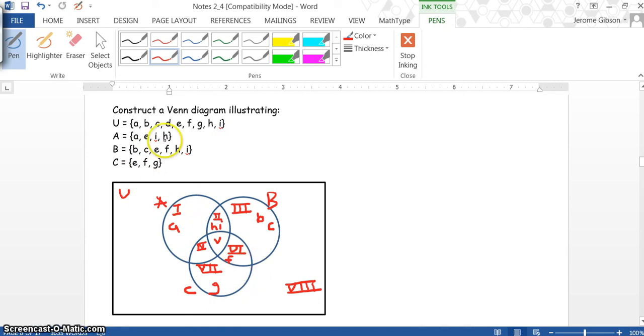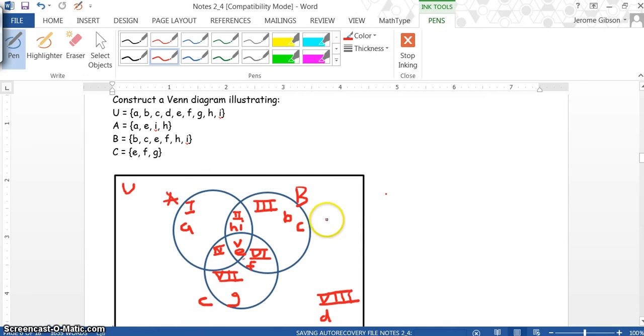Now let's look at all of our letters. We have A, B, C. We don't have D, so D goes here. We have E, F, G, H, I. So D will be in region 8. Now we have our constructed Venn diagram. Now we scroll down.